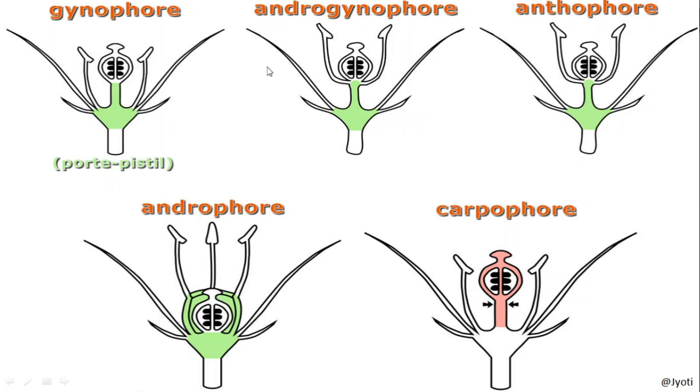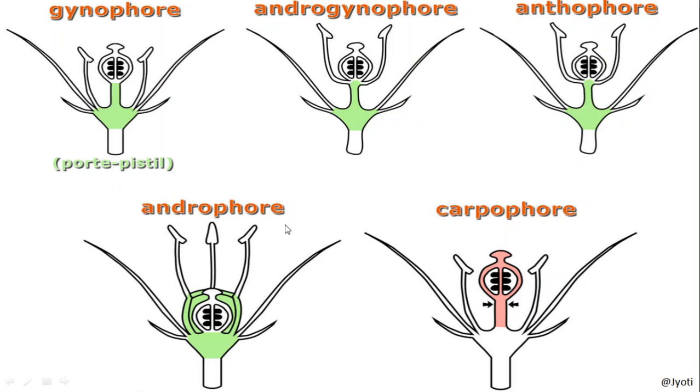So in androphore, you can see that this is corolla and this is the androecium. So in between the androecium and the corolla, the internode is present. Okay, and this is called androphore. Remember children, this is androphore. This is not androgynophore. So this picture I have taken from Google. So it is a printing mistake. So this is androphore between the corolla and the androecium.